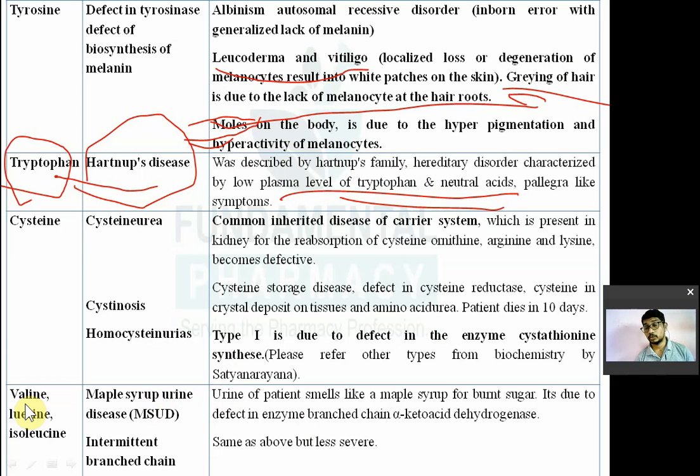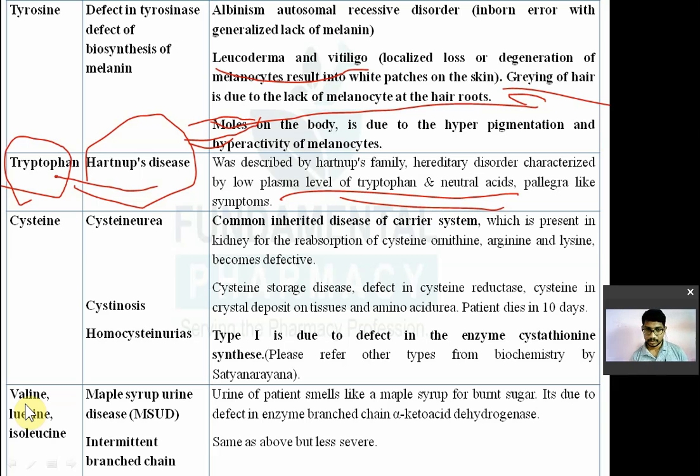Then next one is nothing but the cysteine amino acid. So cysteine is a sulfur containing amino acid. Remember, cysteine, cystine and methionine, 3 amino acids: cysteine, cystine and methionine. These are the sulfur containing amino acids. So the metabolic defect that is known as cystinuria. Cystinuria means increased cystine in the urine. It is a common inherited disease of the carrier of cystine.